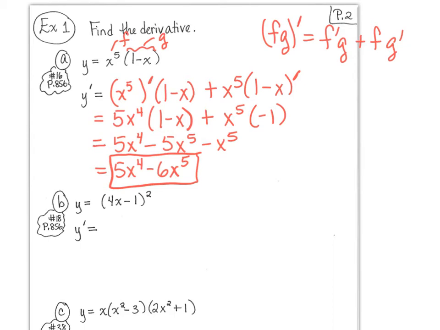Good. You can rewrite this as the quantity 4x minus 1 times the quantity 4x minus 1, and then it looks like a what? A product, right? So you can use the product rule. Find the derivative. Would you like a couple minutes? Yes. Go ahead. Find the derivative.